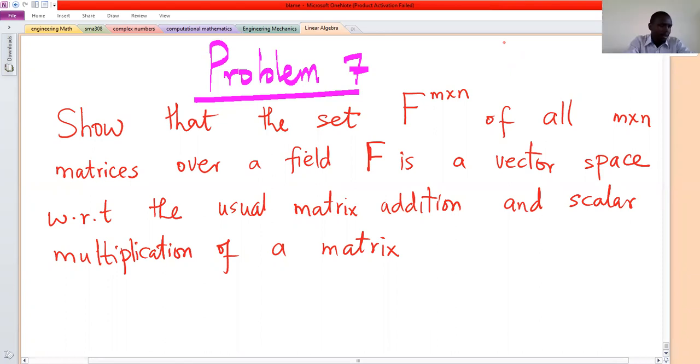Welcome. In this session, we are going to prove that the set of all m by n matrices over a field F is a vector space with respect to the usual matrix addition and scalar multiplication. So, proof.